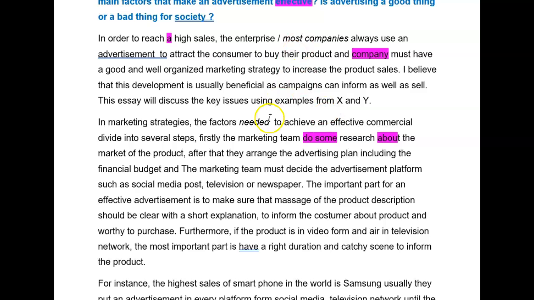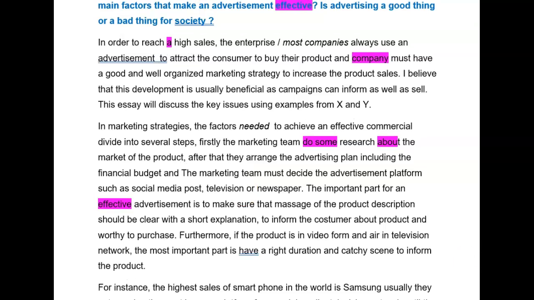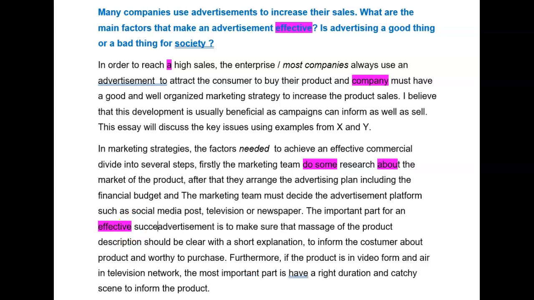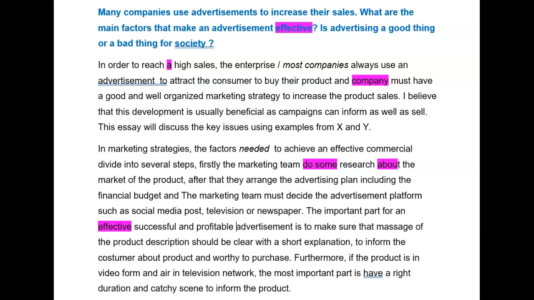Now, you need to show me you know the word effective because they've used the word effective in their question. So you need to use another word. Don't use the same words as them. Okay. The important part for a successful and profitable, because they want to make money, don't they? Advertisement is to make sure the message, just spelling there, message, let me just correct that for you.